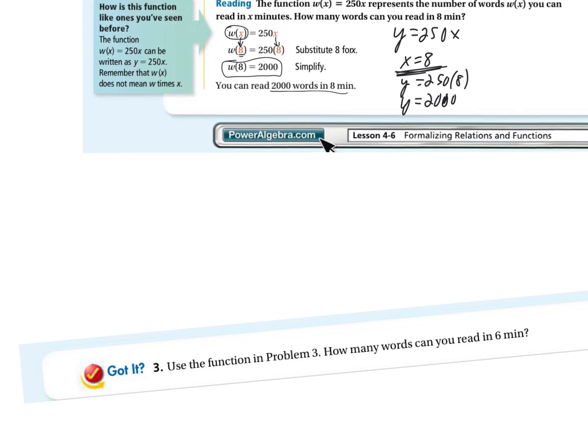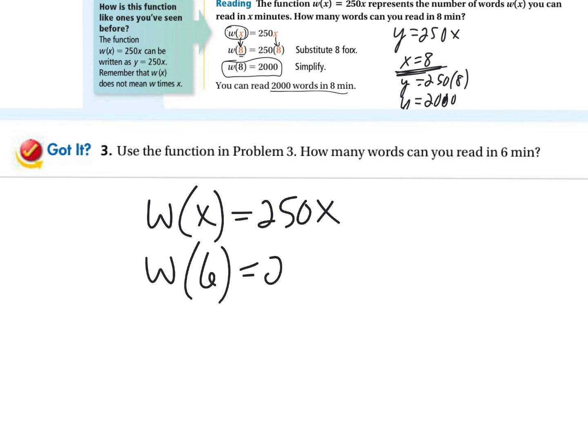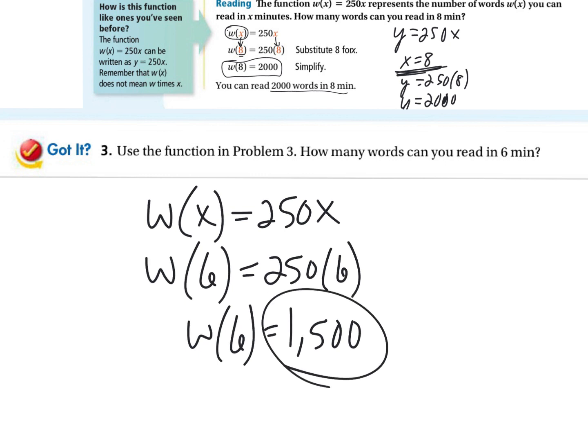The got it 3 is very similar. So nothing real exciting here, I guess. But if you start with that equation, how many words can you read in 6 minutes? So we just put a 6 in place of the x. Again, not doing anything with the left side of the equation. 250 times 6, which is 1,500. So we can read 1,500 words in 6 minutes.